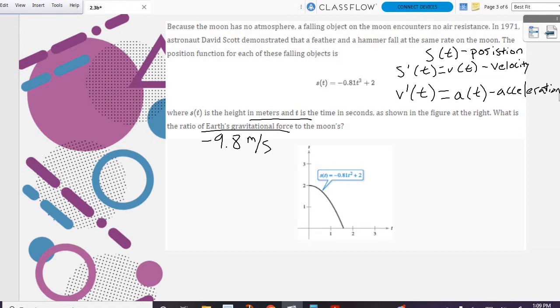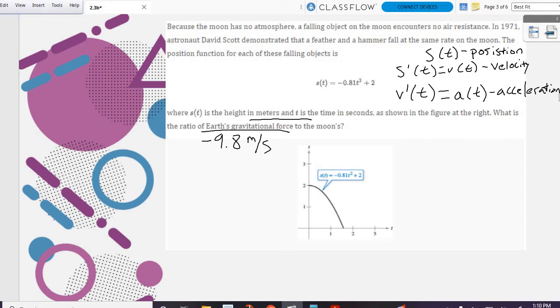Which is going to be due to the what? Force of gravity. So your acceleration is going to be your gravitational force. Are we with me? If it's negative, that means that we're going down, okay? So, I know what it is for Earth, right? It's negative 9.8. Agreed?